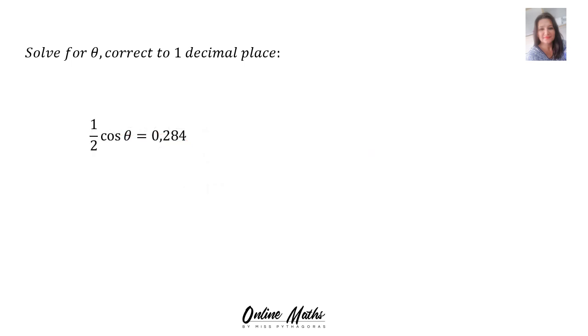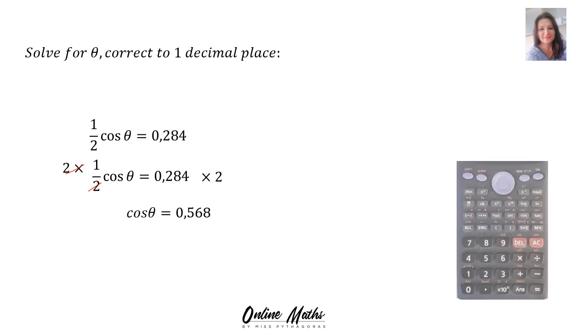Solve for theta correct to 1 decimal place. Now what is wrong with your equation is the half in front of the cos theta. So we will get rid of that half by multiplying both sides by 2. And then when you multiply on the left hand side, the 2's will cancel and you're left with cos theta. And on the right hand side, 0,284 times 2 is 0,568.